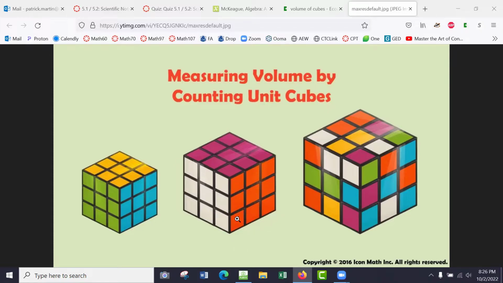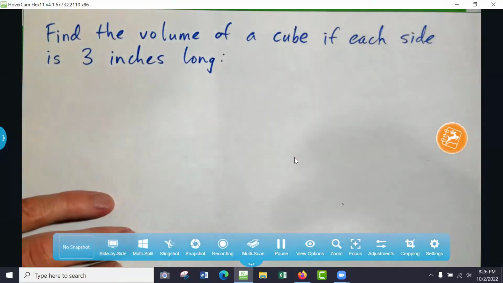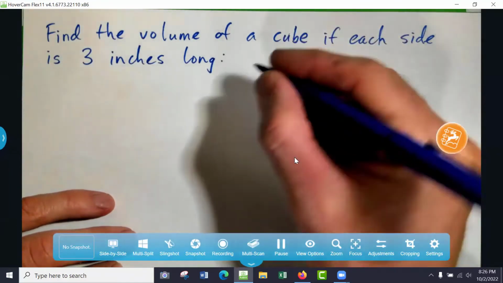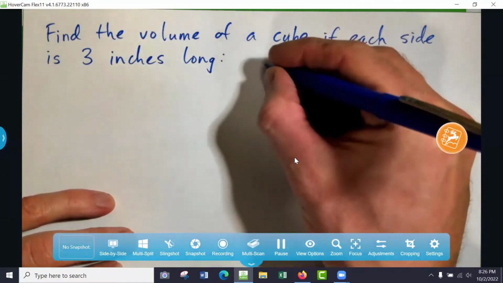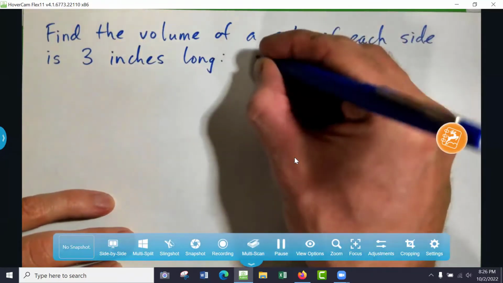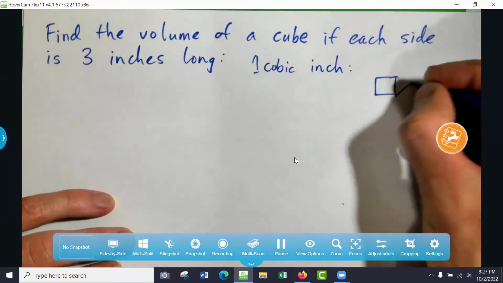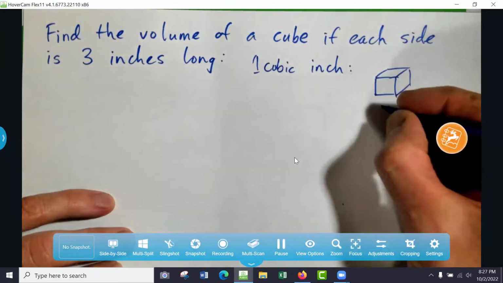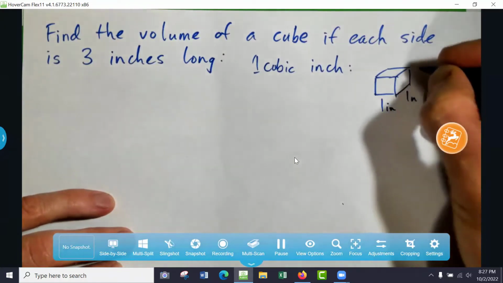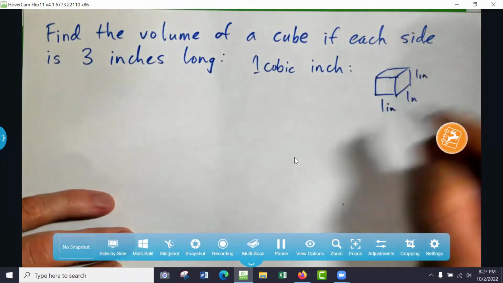Well, you basically count up how many little cubes of 1 cubic inch we have. So the volume is measured in cubic inches, cubic meters, cubic whatever. If you're talking about inches, the volume is going to be measured in cubic inches. And 1 cubic inch is going to look like this. It's just a little cube, right? Like that, and each side is 1 inch long. Each side and the height, so it's 1, 1, 1, 1 all the way around. So that's 1 cubic inch.